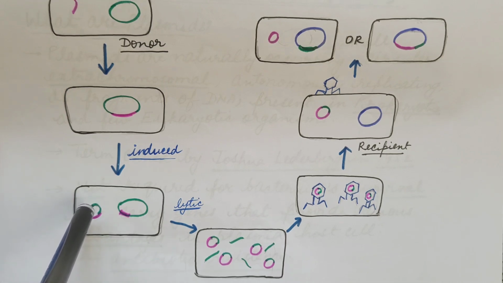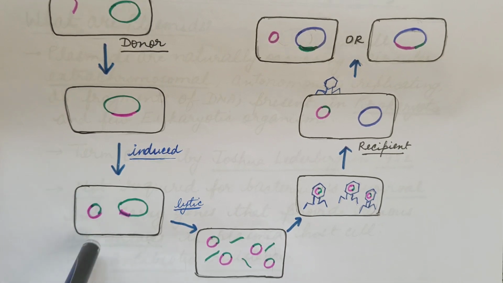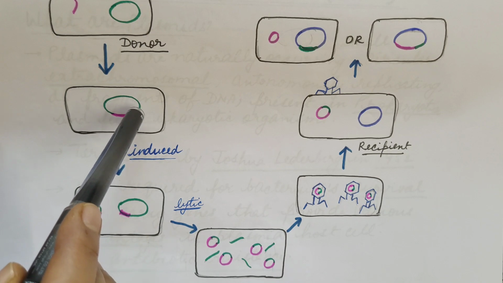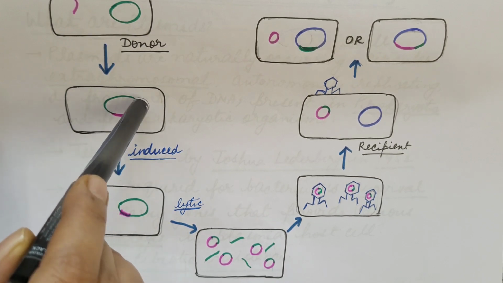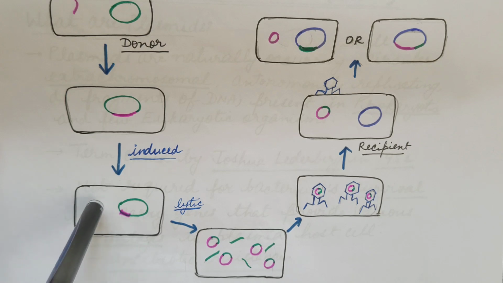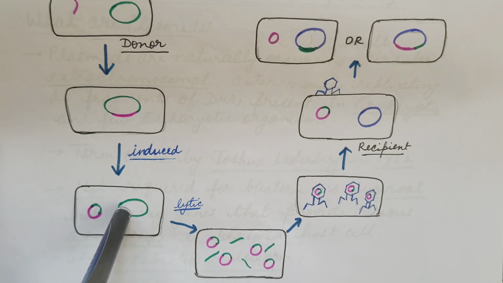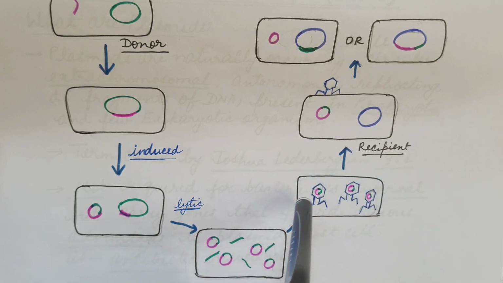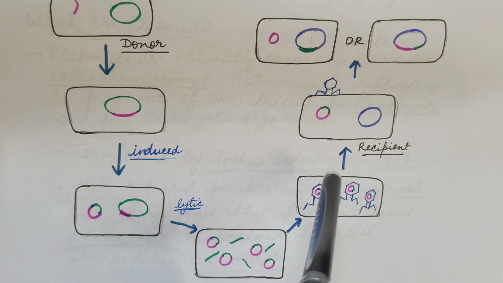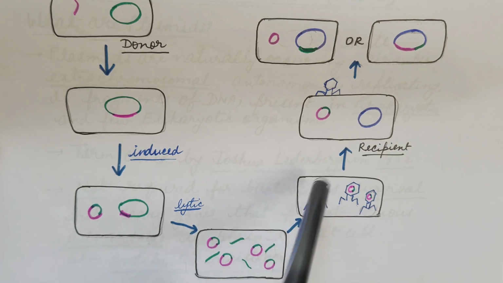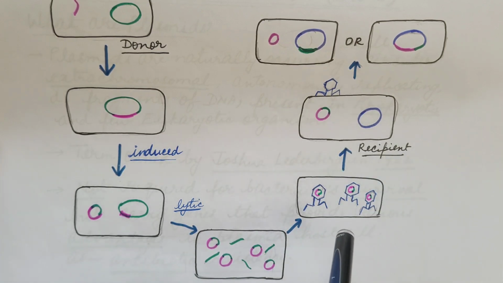Sometimes the excision is imprecise or incorrect, as a result of which some of the genes present adjacent to the attachment site of the phage DNA are excised along with the phage DNA, and some of the phage genes are lost. When this enters the lytic cycle, new phage particles are formed which consist of part of phage DNA and part of bacterial genes. These are known as transducing phages. Then these are released by the lysis of the bacterial cell.